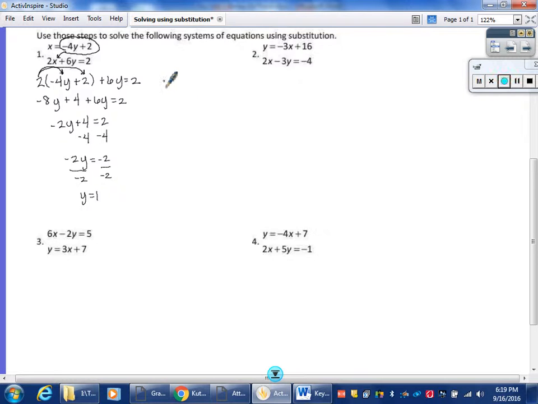And then, guys, what I'm going to do is I'm going to take that y equals 1, and I'm going to plug it into my first equation, the x equals, because that's going to give me the answer for x very quickly. So this is -4y plus 2, and remember that I know that y equals 1. And so this is x is equal to -4 times 1 plus 2. So x equals -4 plus 2, which means x equals -2. And so the solution to this system is -2, 1.